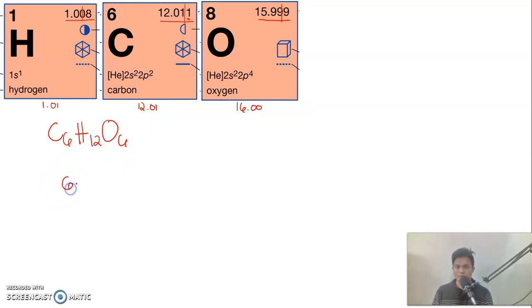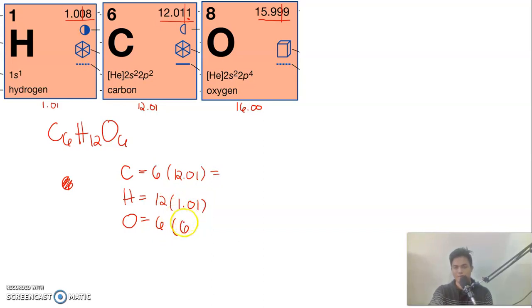So C6H12O6, oh, sorry, I said 9 instead of 6. Just write down in a column formation all of your elements. So C, H, O, then followed by an equal sign, and then you write the number first. So 6, 12, 6. So for carbon, you write 12.01 and equal. For hydrogen, 1.01. For oxygen, you'll have 16.00.